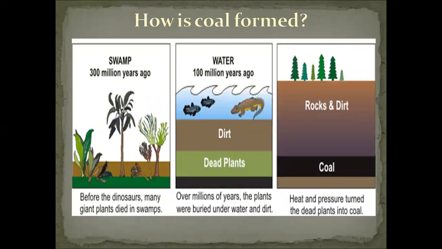Now, how is coal formed? Before the dinosaurs, many giant plants died in swamps. Over millions of years, the plants were buried under water and dirt. Heat and pressure turned the dead plants into coal.